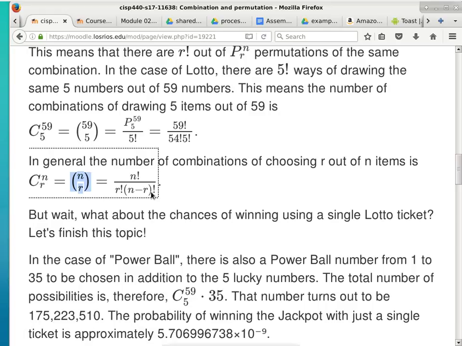Yep. You already gave us the example of combination. Can you give us the example of permutation?